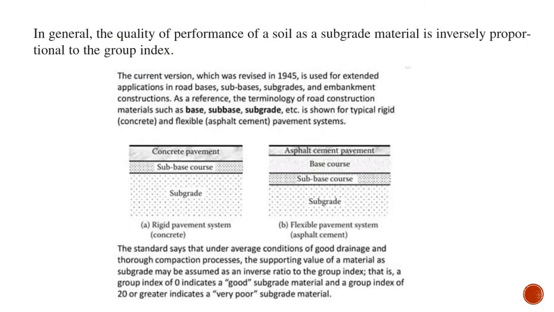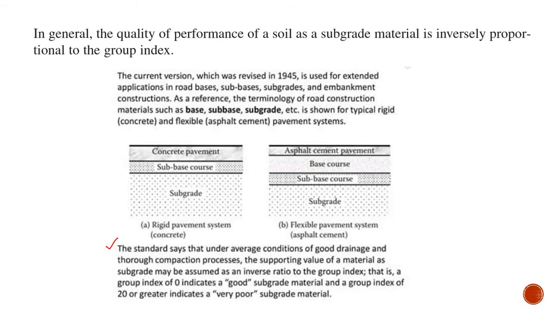In general, the quality of the performance of a soil as a subgrade material is inversely proportional to the group index. So, the standard says that under average conditions of good drainage and thorough compaction, the supporting value of a material as subgrade may be assumed as an inverse ratio to the group index.